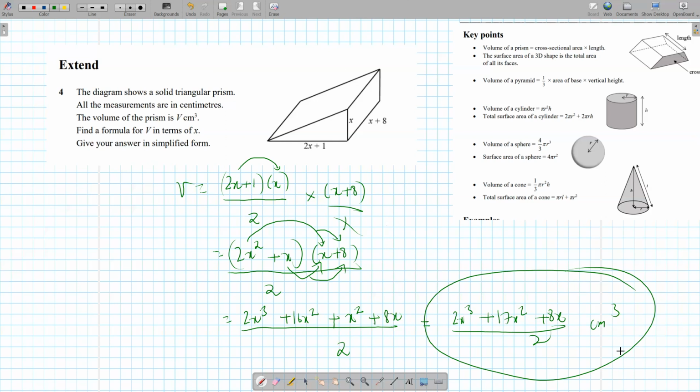Okay, so it doesn't matter what x is. We can just plug x as 5 or something in here to get the final volume.